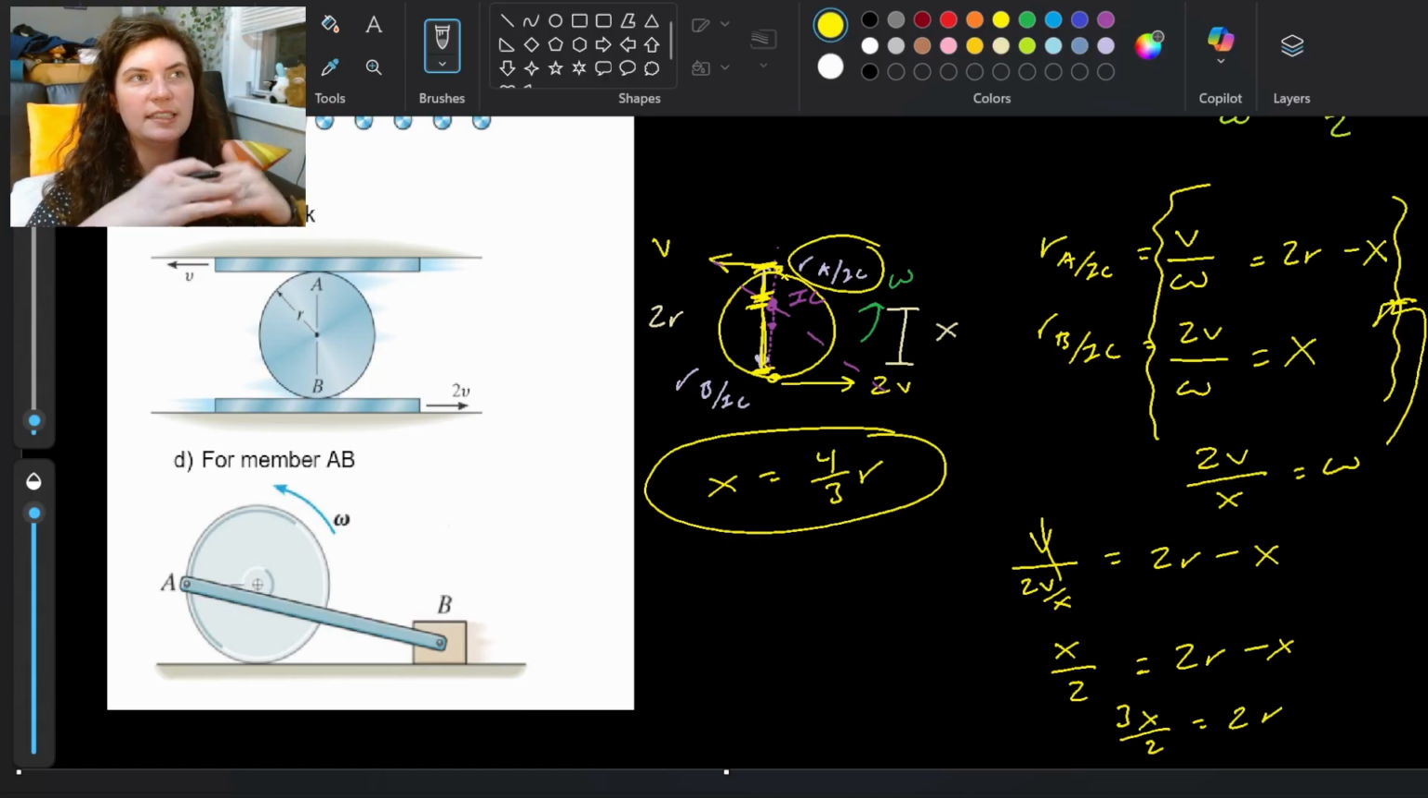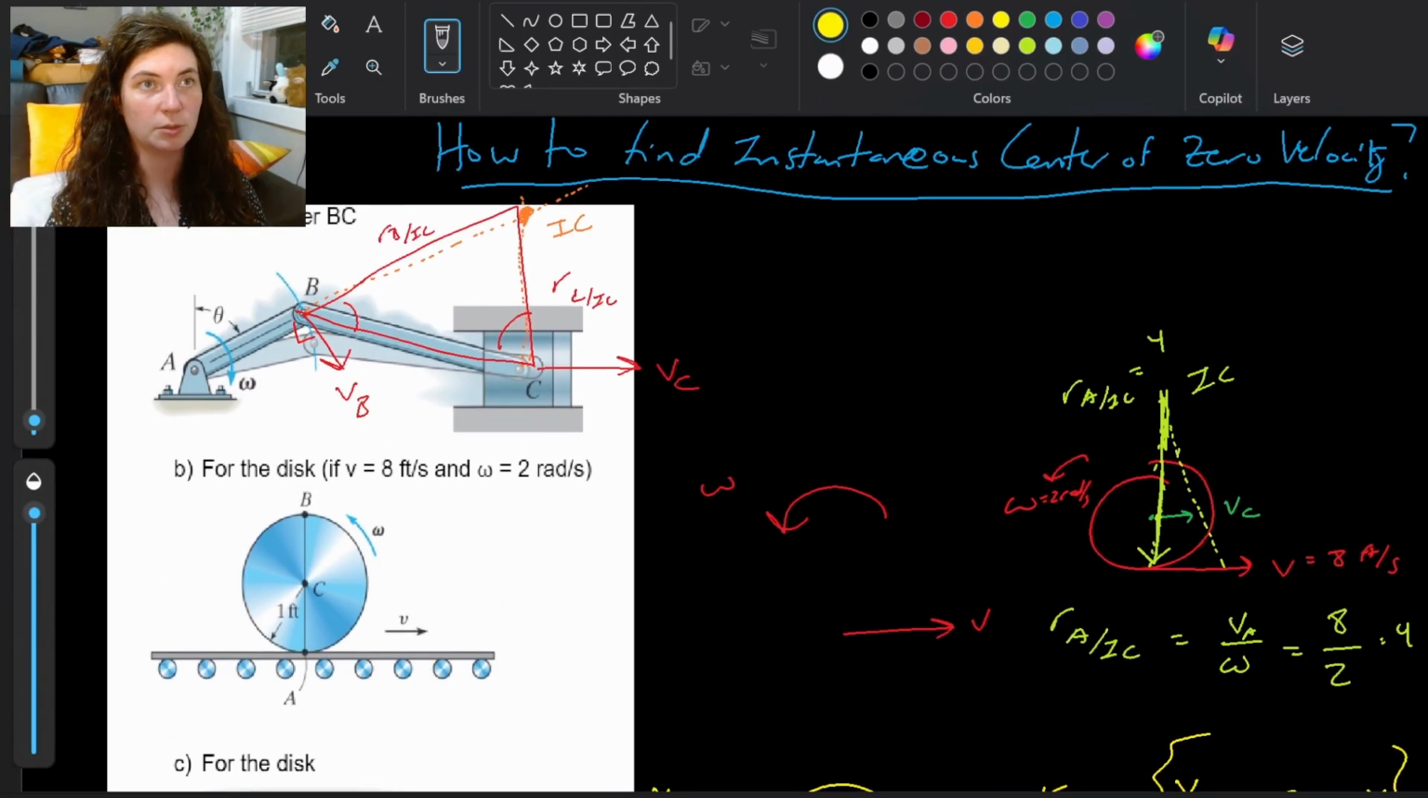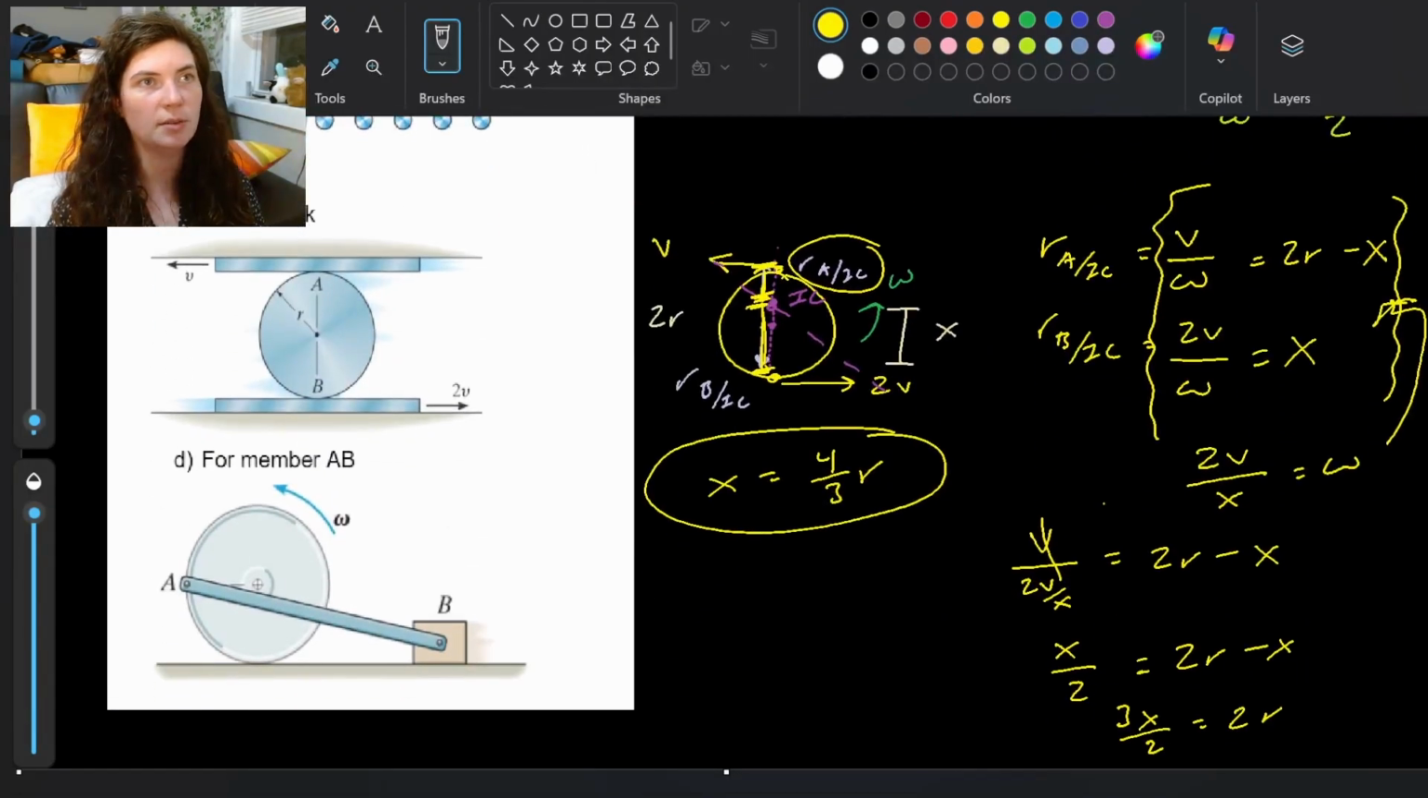And so it kind of makes sense. It's still within that disk. It's not way out in no man's land, like our problem, our disk before it was. But it's somewhere in the middle there, and we can actually find where that IC is, and then we can go back and relate this to the angular velocity, for instance, if there's something else that we need to find.